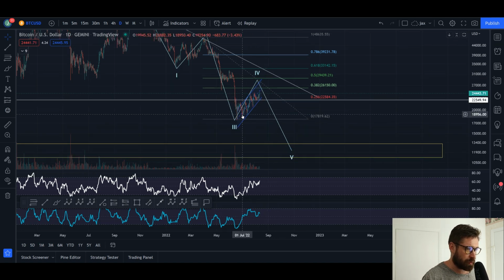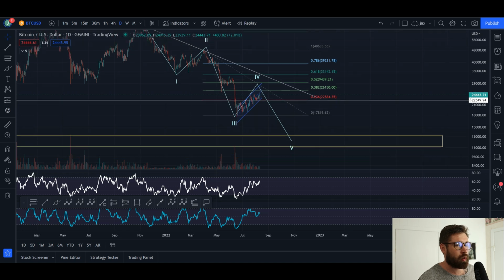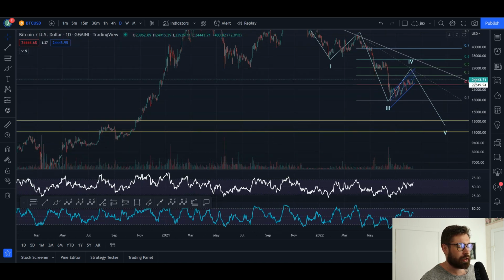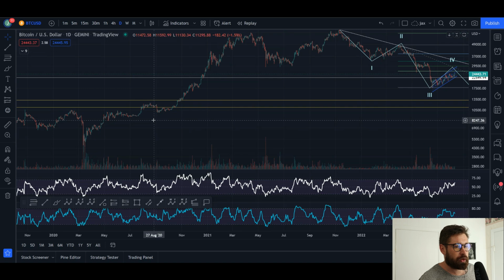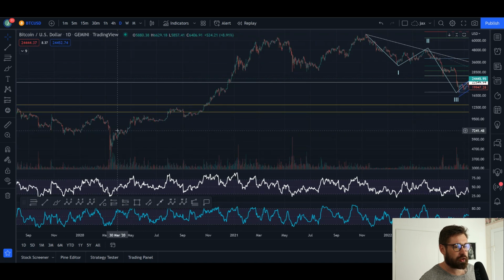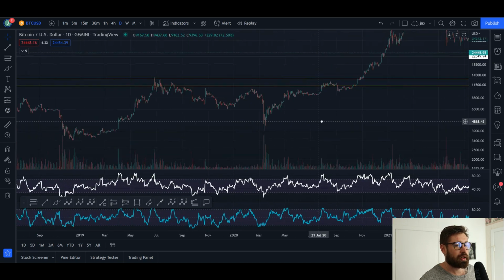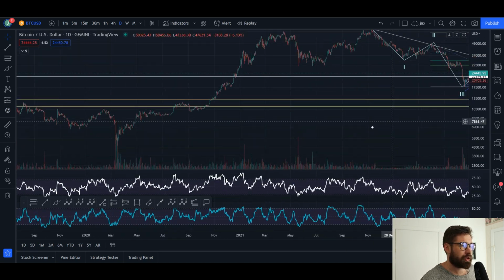Basically, we've just been chop sideways in a bit of an upward direction, but no real strength here, no real impulsive move. But we could be coiling up. If we scroll back and you look at bull markets here, before they start to break out, you see this huge coiling up, and then boom, an impulsive move to the upside. So that's potentially what we could be doing here for BTC.